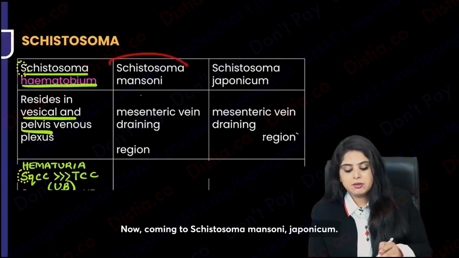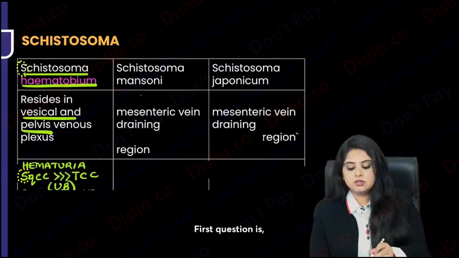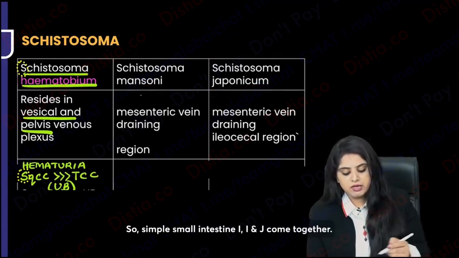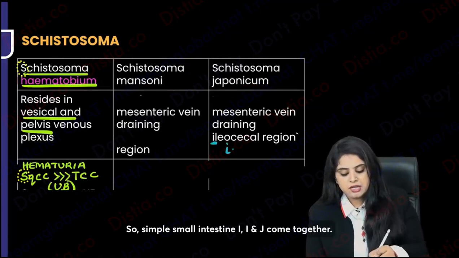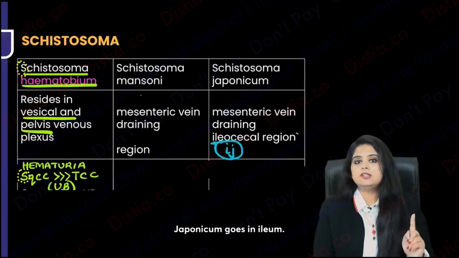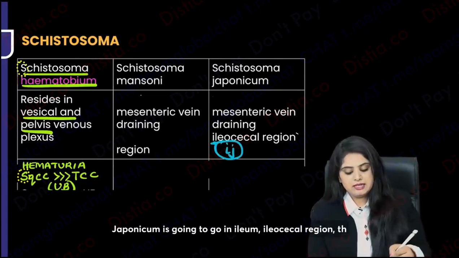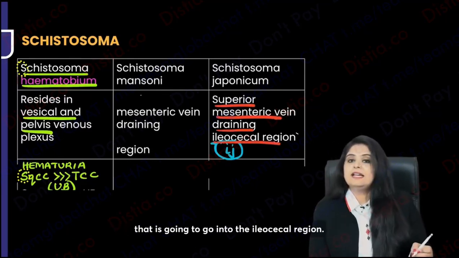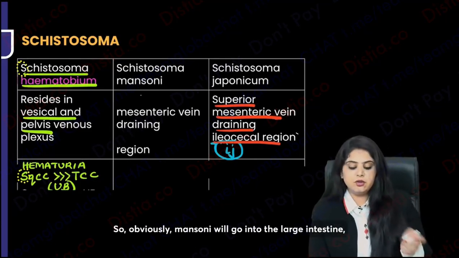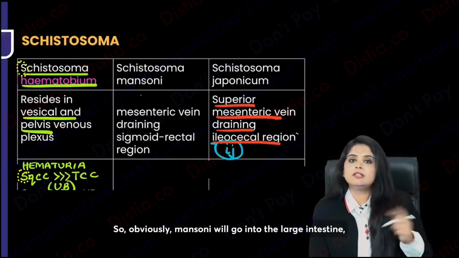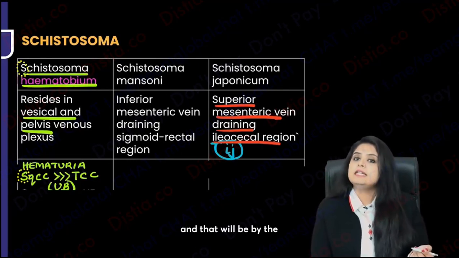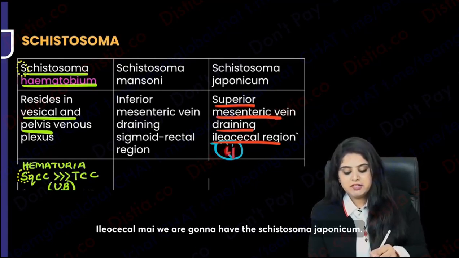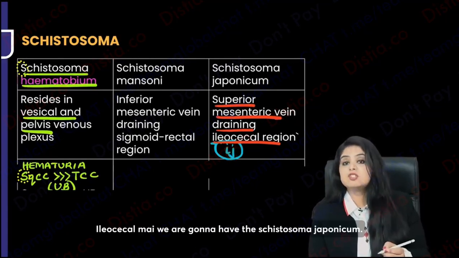Now coming to Schistosoma mansoni and japonicum. First question: which is going to be ileocecum, small intestine? Which is going to be large intestine? So simple, small intestine, I and J come together. Japonicum goes in the ileum, ileocecal region. That means the superior mesenteric venous plexus is going to go into the ileocecal region. Obviously mansoni will go into the large intestine, the sigmoidorectal, and that will be by the inferior mesenteric venous plexus. As simple as that.